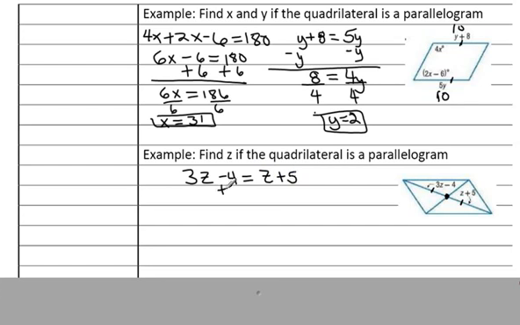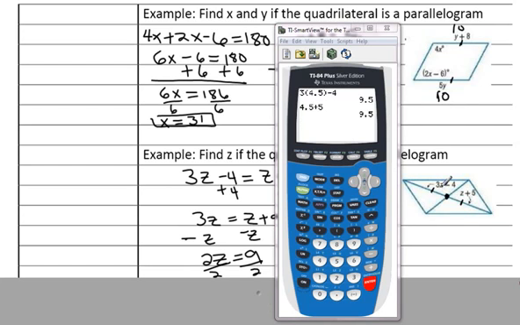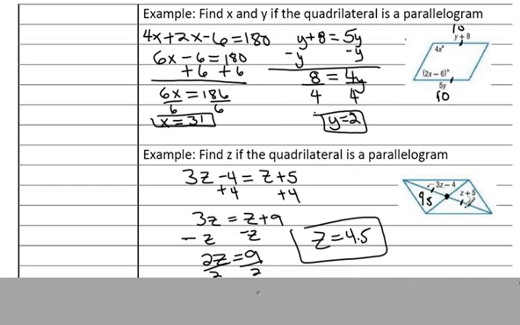Okay, my first step, I'm going to go ahead and add 4 to both sides. So I get 3z equals z plus 9. I would subtract z from both sides. So I get 2z equals 9. Then I would divide by 2 on both sides. So I get z is 4.5. And so I came into my calculator to substitute the 4.5 back in as z, and I got 9.5 for this segment and then 9.5 for the other segment. So I know that I solved for my z correctly.